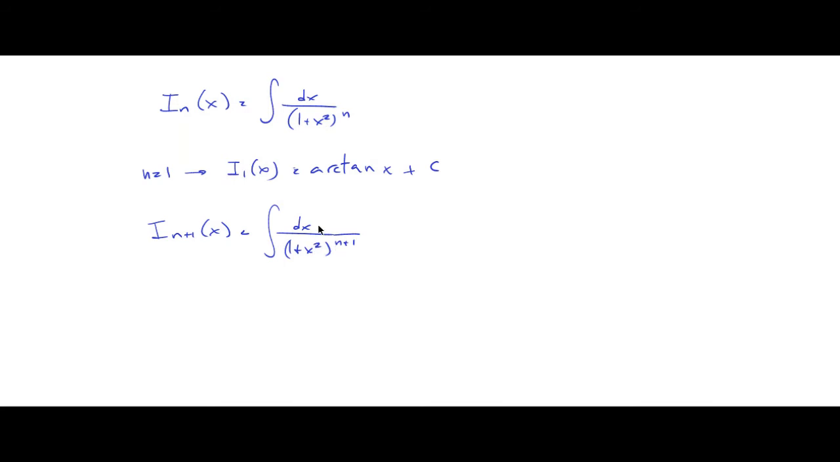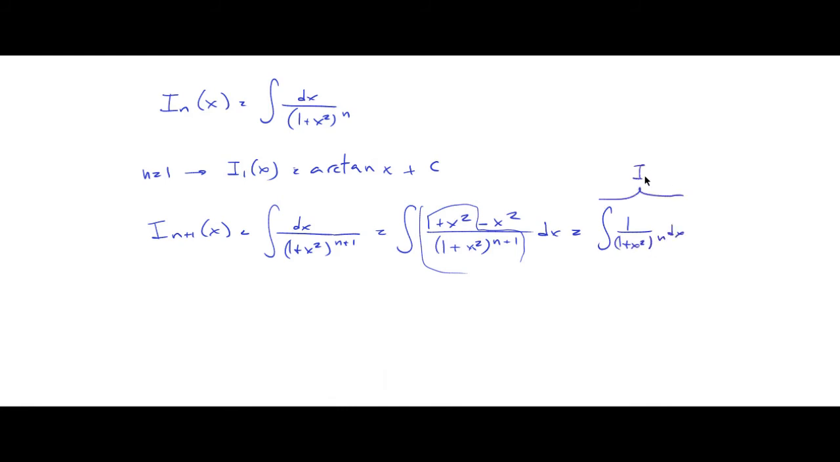Before doing that, what's easy to see is that we can write the numerator as 1 plus x squared minus x squared, right? We're just summing and subtracting x squared. So we can now separate this part. This is just 1 over (1 plus x squared) to the n dx, but this is just our integral with index n, and then we have minus x squared divided by (1 plus x squared) to the n plus 1 dx, right? And now we can integrate this thing by parts.